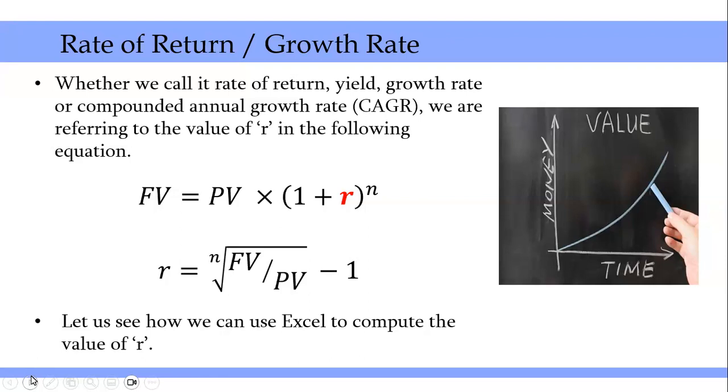In all these cases, we are referring to the value of R in the following equation. You remember this equation we saw in the first session, the equation for future value, which is equal to present value into 1 plus R to the power of n. In all the examples I gave you, we had the future value, we knew the present value, we knew the number of years, but R was not known. So how do we get the value of R? It is simple. It's nth root of future value divided by present value, minus 1. Now let us go to Excel and see how we can use Excel for computation of this rate of return.